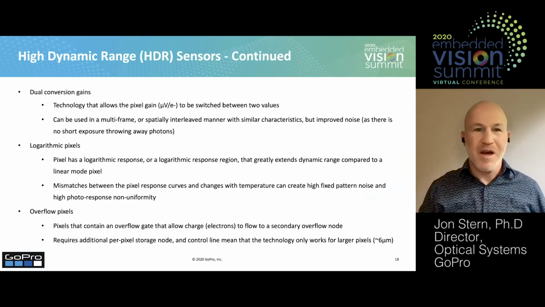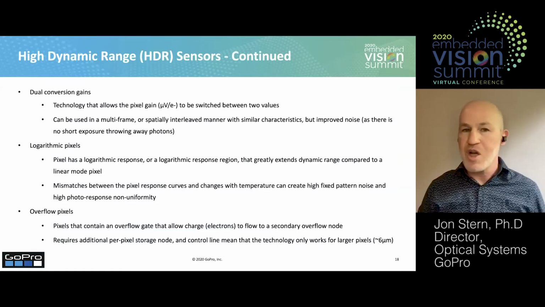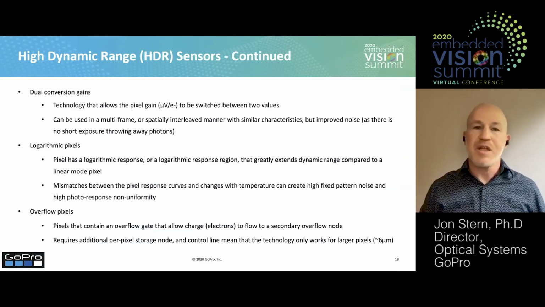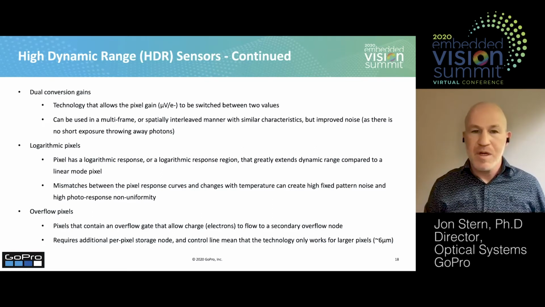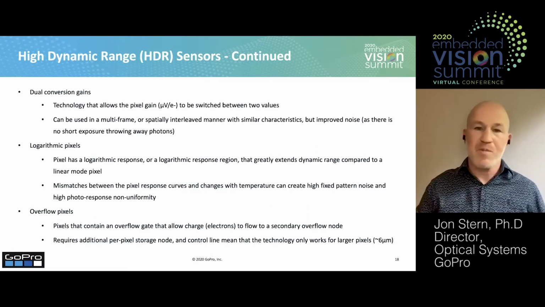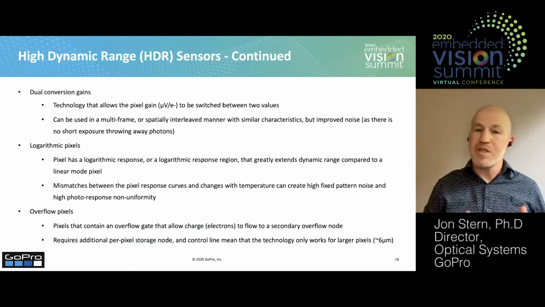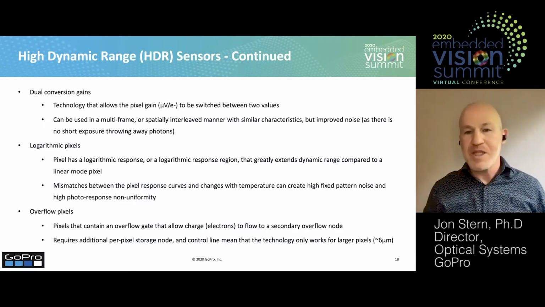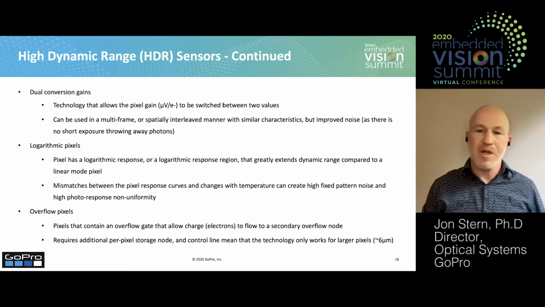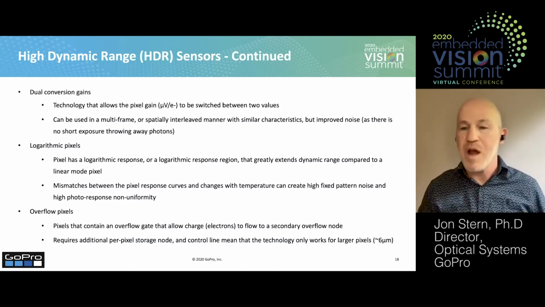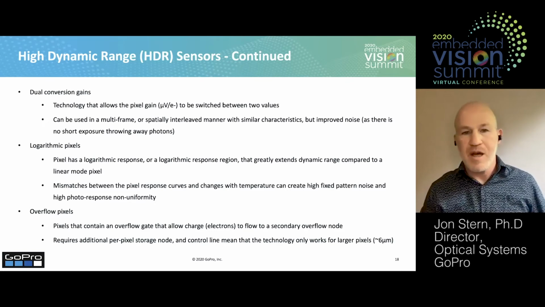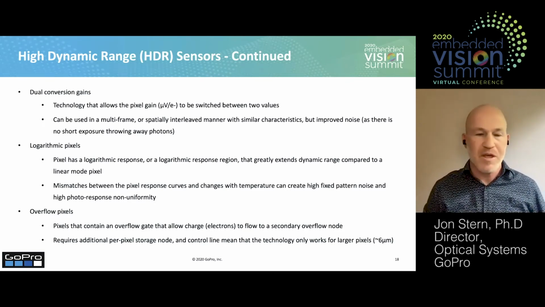Continuing on with high dynamic range techniques, there are dual conversion gains. This is a technology that allows the pixel responsivity, microvolts per electron, to be switched between two values. This can be used in a multi-frame or spatially interleaved manner with similar characteristics to those I just described, but with improved noise, as you don't have a short exposure where you're effectively throwing away photons.